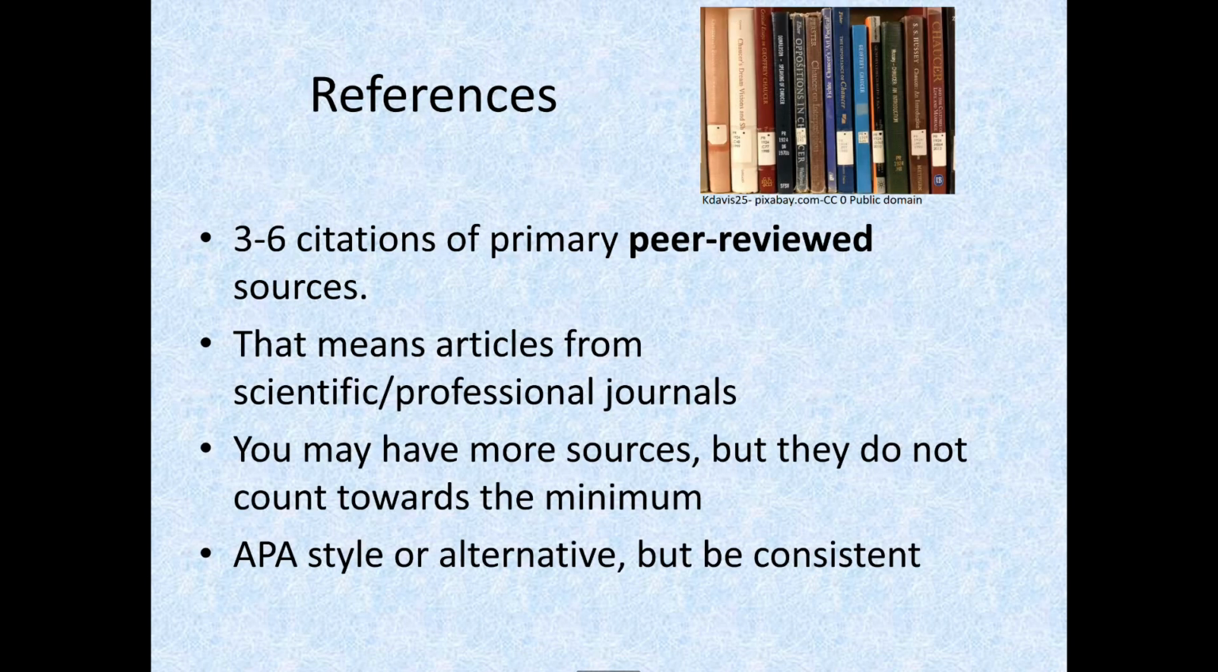And your references. So again, you need at least 3 of them for peer-reviewed sources. You might include as many as 6. And what we mean by peer-reviewed is articles from scientific or professional journals. You might have some references that are reliable but not from peer-reviewed sources, and you might include those if you want, but they don't count towards the minimum of 3 that you need to have.